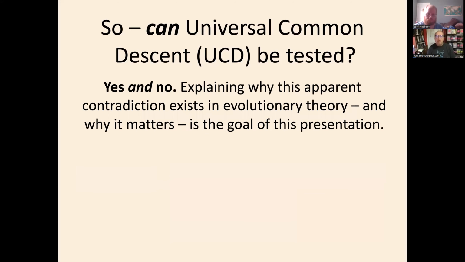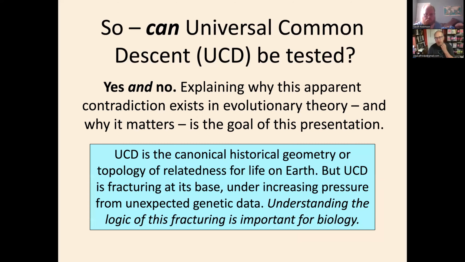So we say, well, it's not testable, but it is testable. Well, how can that be the case? Well, I'm going to show you. So we'll take this universal common descent topology as the canonical history for life on Earth. But as I'll explain in much more detail tomorrow, this geometry is now fracturing at its base, largely as a consequence of genomic data that no one could have anticipated throughout really the whole of the 20th century.